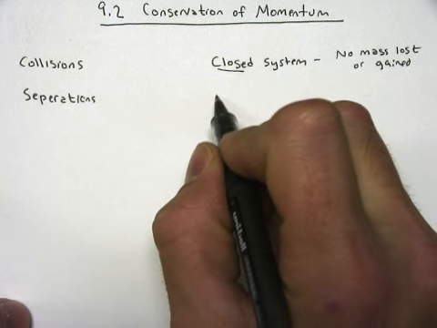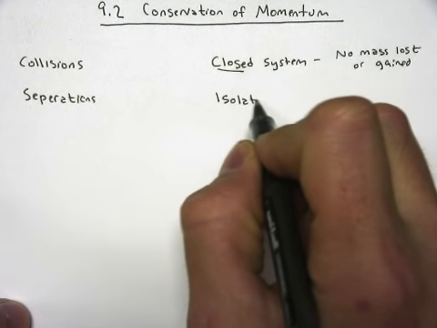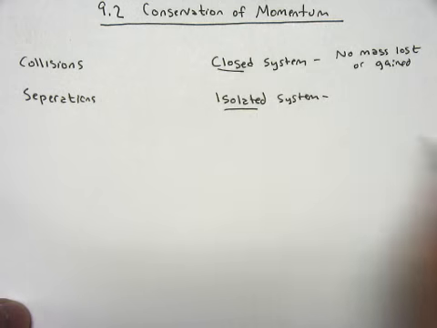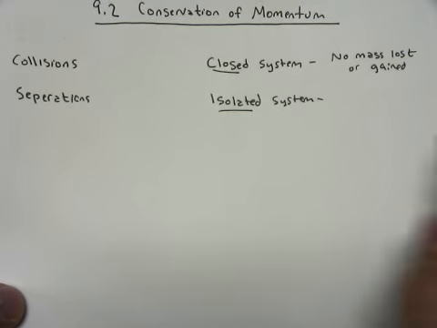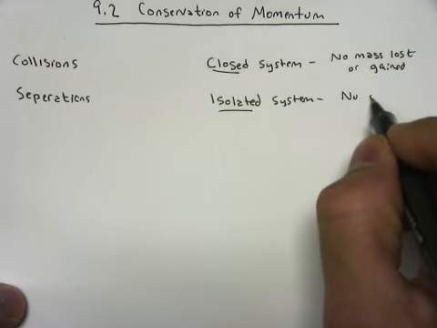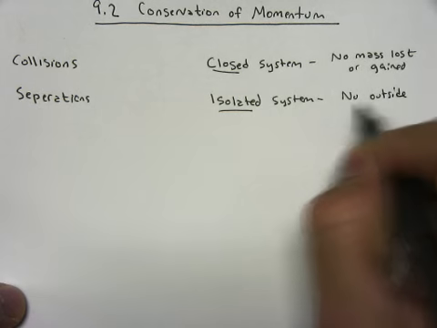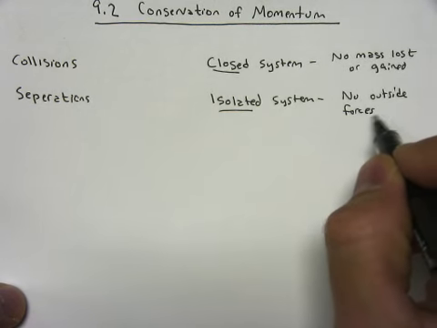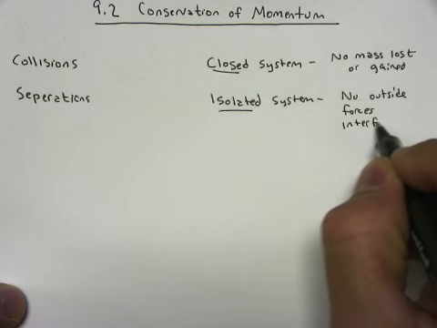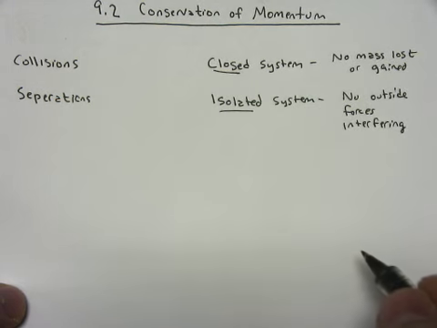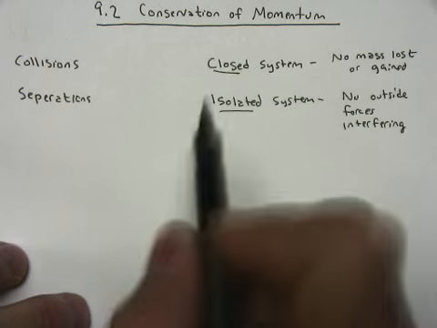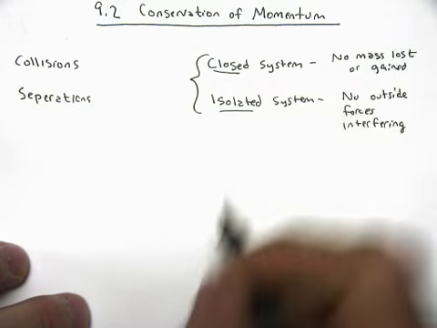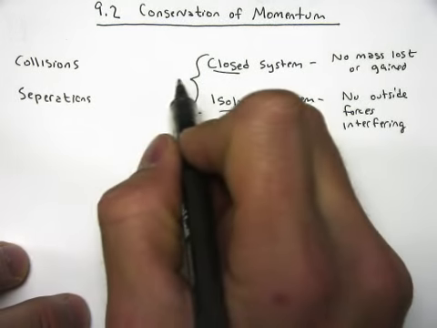Another thing is it has to be isolated. An isolated system is when there are no outside forces interfering. And if these two things are true, if you have a closed system and an isolated system, then you can say that momentum is conserved.